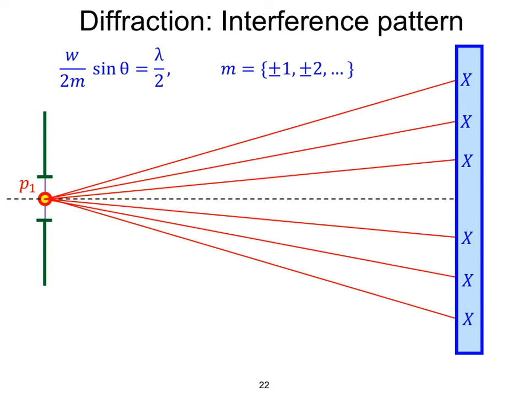We can package this all up into a single equation by writing this as W/2m, where m is an integer, times sine theta equals lambda/2. Simplifying, we get W sine theta equals m lambda.